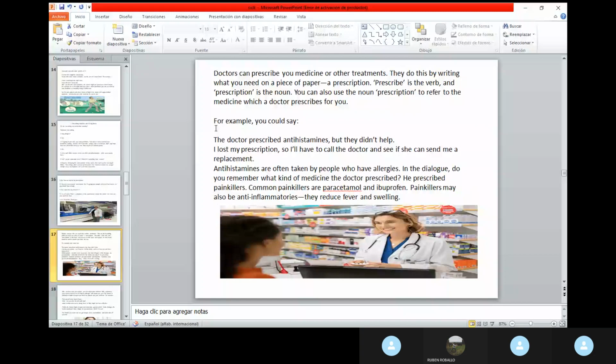Painkillers may also be anti-inflammatories. They reduce fever and swelling.